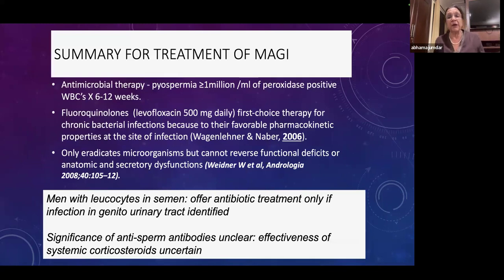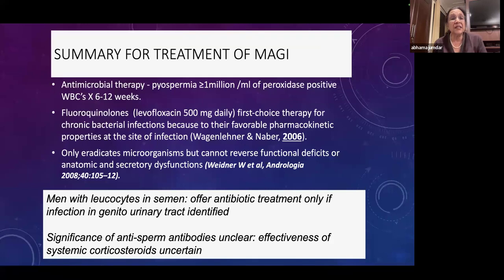And if there is pyospermia, then it has to be given for 6 to 12 weeks, nothing less than that. 2-week treatments don't work for male accessory organ infections. Fluoroquinolones like levofloxacin 500 milligram daily is the first choice therapy for chronic infections. It's like urinary tract treatment for females also. The fluoroquinolones are most important. These are first choice therapy for chronic bacterial infections because of their favorable pharmacokinetic properties at the site of infection.